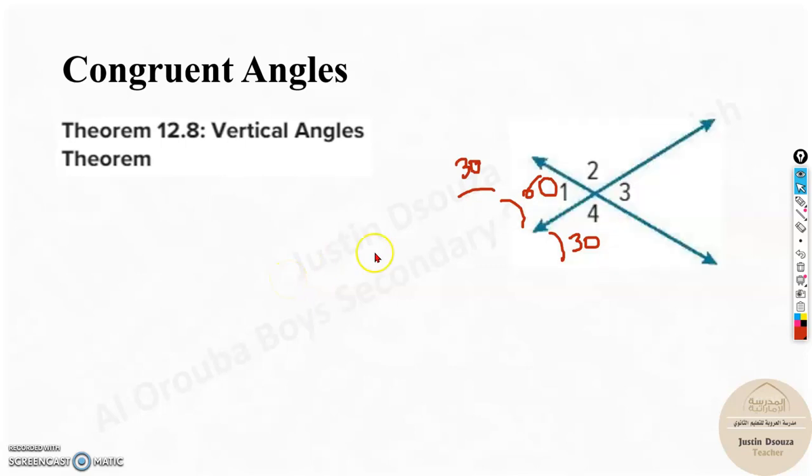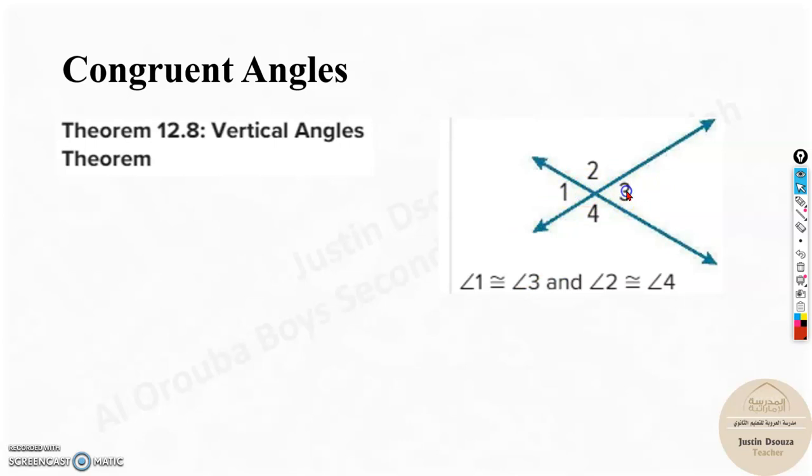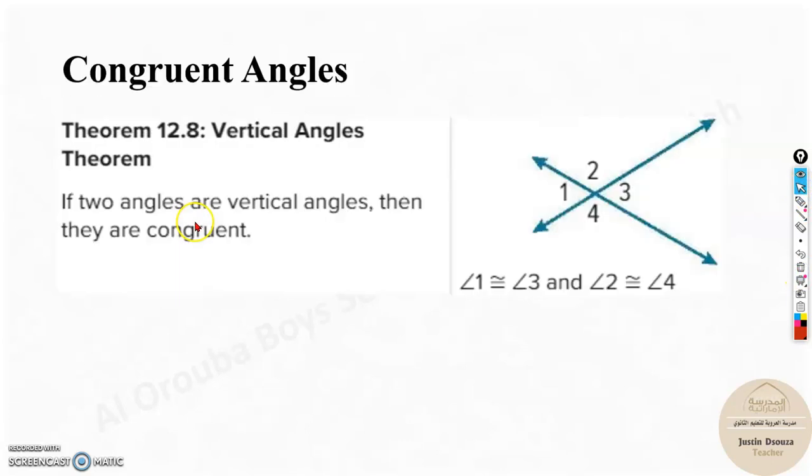And now the last one, the vertical angles theorem. Now we have come across this before already. Now remember, to have vertical angles, these must be straight lines. If they are not straight, if they are something like this, no, you can't have vertical angles then. This is not vertical. It must be straight lines. 1, 2, 3, 4 angles are known. So whichever are opposite to each other, 1 and 3 over here, and 2 and 4, are congruent. So remember, opposite to each other. And over here, in this case, 2 and 4 as well. So that is about vertical angles. If two angles are vertical angles, then they are congruent.